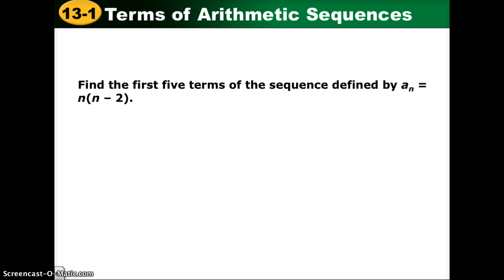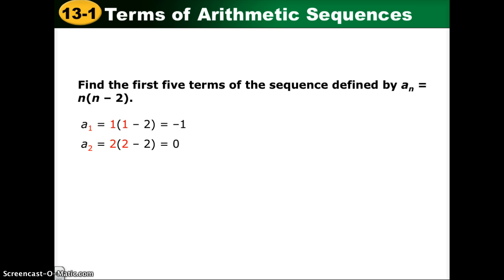Let's find the first 5 terms of the sequence defined by a sub n equals n parentheses n minus 2. N represents the number of the term. So if we're looking for the first term, we replace n with the number 1. We use order of operations, we solve, we get -1.